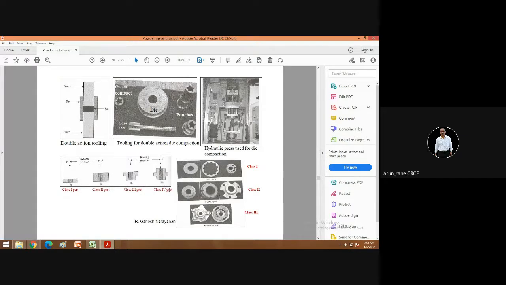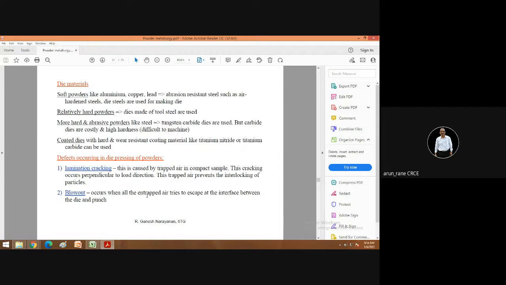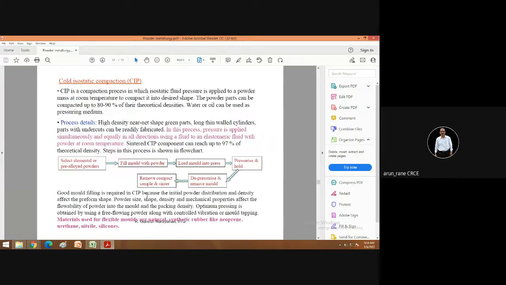Most of the things are copied from here, from class 1, class 2, class 3, class 4 part, depending upon the thickness. These are the defects you will get, which was not covered up. Powder metallurgy defects: lamination, cracking, blowout. Majorly, there are only these two defects.